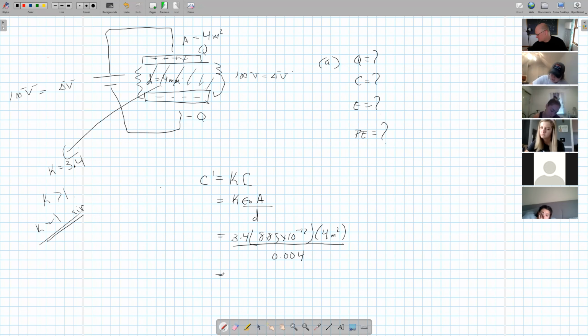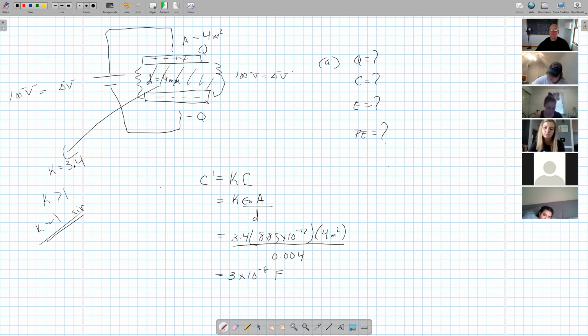Looking at our numbers, we find in this case that the capacitance is about 3 times 10 to the minus 8 farads.